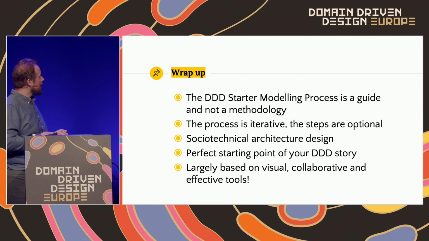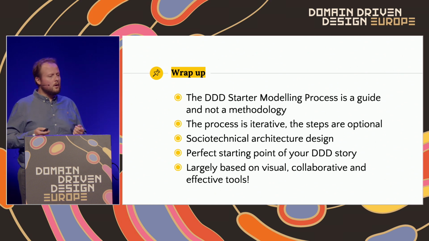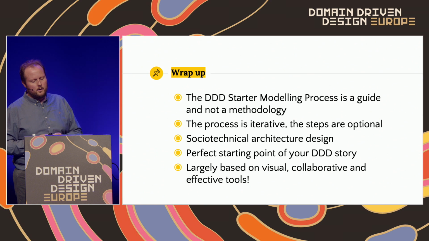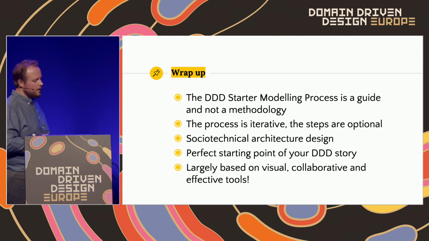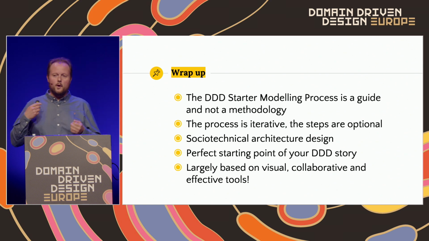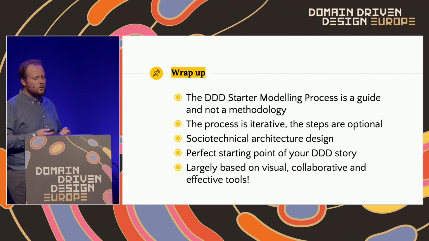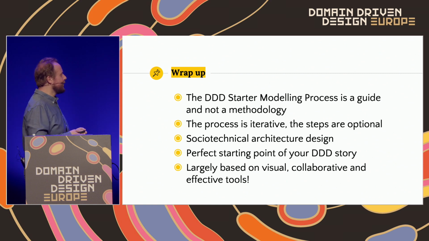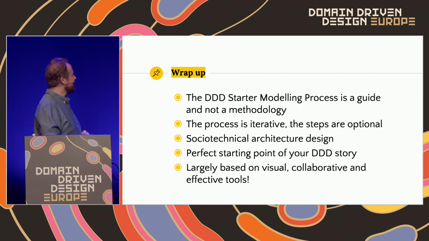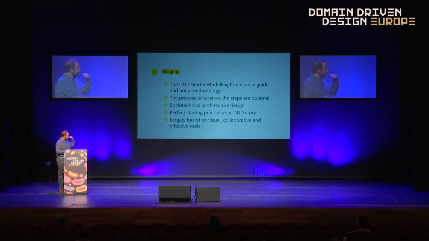This guide, this process, ends at designing a sociotechnical architecture, one that cares about technical and team boundaries. That's very important. The starter modeling process is actually the perfect starting point of your DDD story. You will have the perfect DDD mindset to get into more advanced DDD, and you will be well prepared to read those famous books that you need to read 5 times, as Thomas said, to understand the intricacies. It will really put you in the right mindset to get into more advanced stuff.